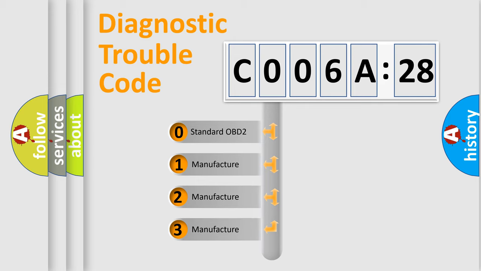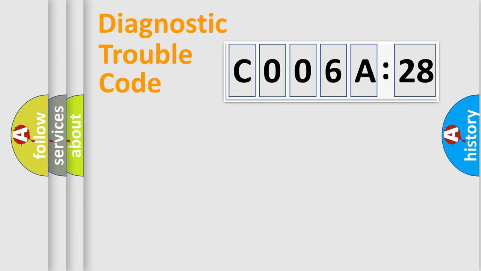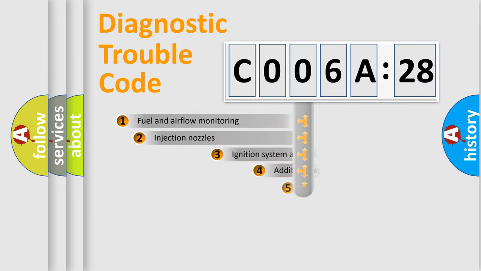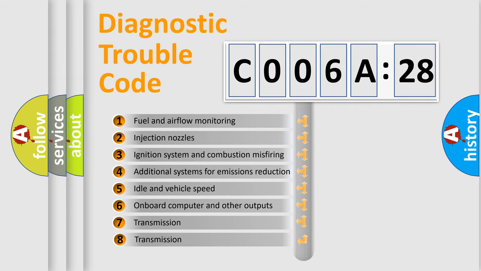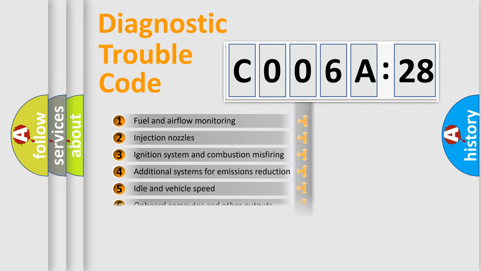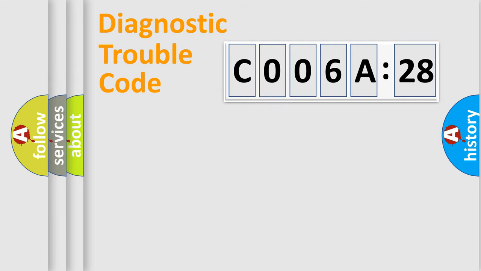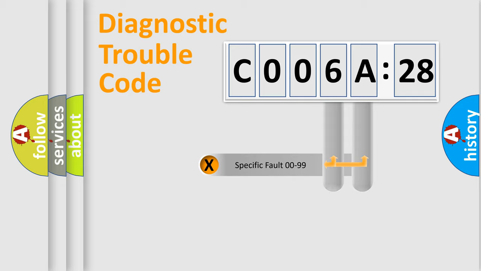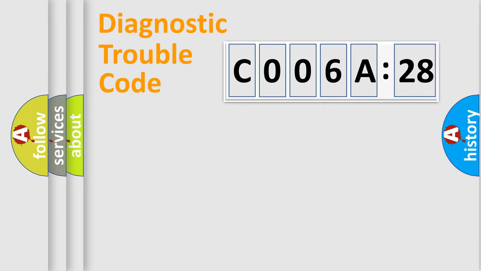If the second character is expressed as zero, it is a standardized error. In the case of numbers 1, 2, 3, it is a more specific, manufacturer-specific error. The third character specifies a subset of errors. The distribution shown is valid only for the standardized DTC code. Only the last two characters define the specific fault of the group.